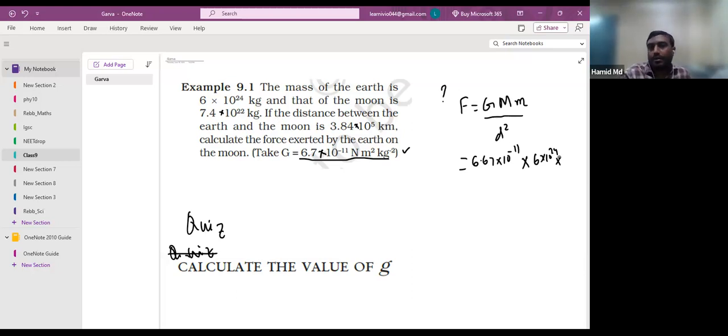Yes, sir. Rumaiza, you do another question, calculate the value of g. Today I got the mind that I'll take some surprise test. Okay, so calculate the value of g.